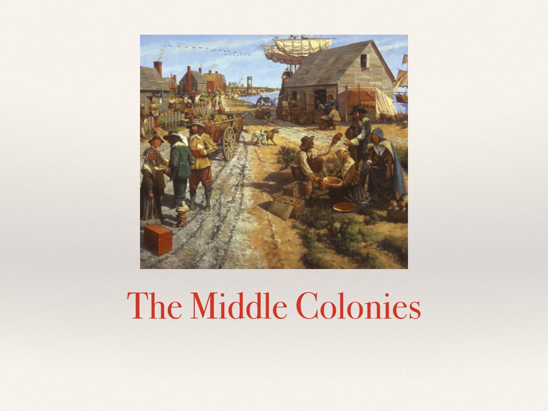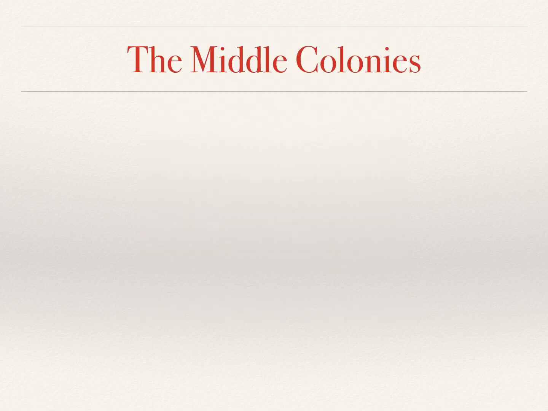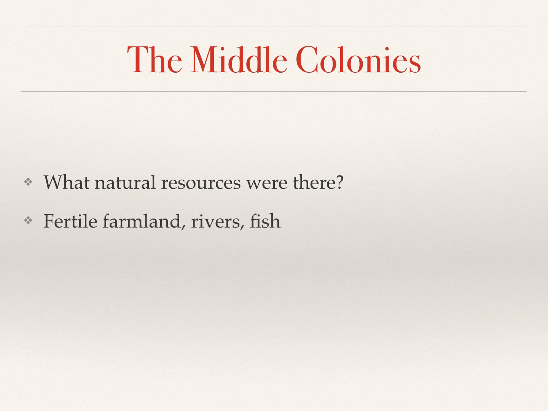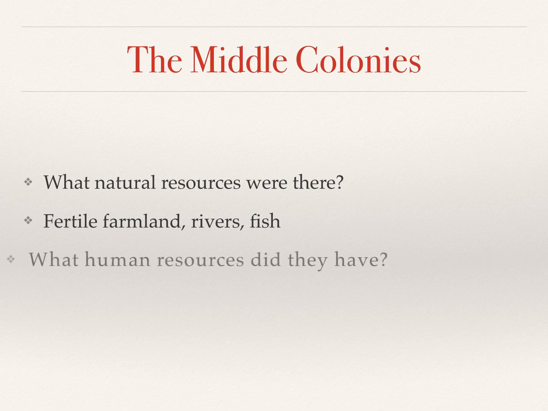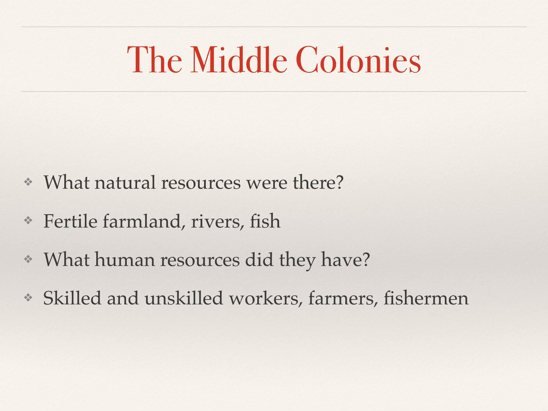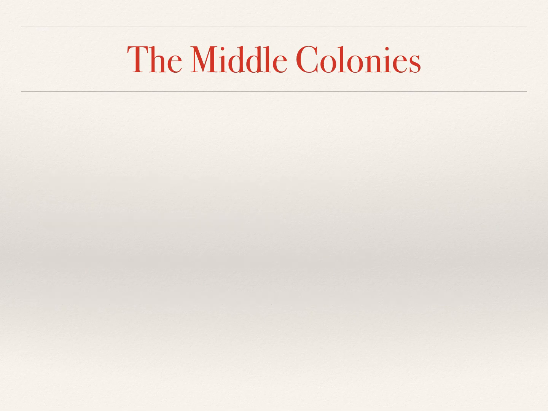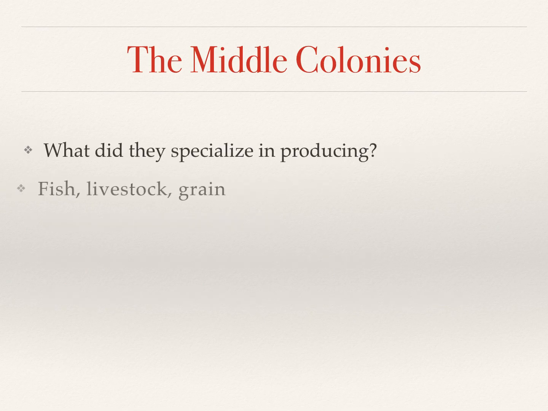Next, we're going to look at the middle colonies. The middle colonies had different resources from New England. They had fertile farmland, they had lots of rivers, and they did have fish, just like New England. So their human resources are going to be things like skilled and unskilled workers. They're going to include farmers as well as fishermen. So the middle colonies are going to specialize in producing things like fish, livestock, so that includes cattle, goats, as well as grain.